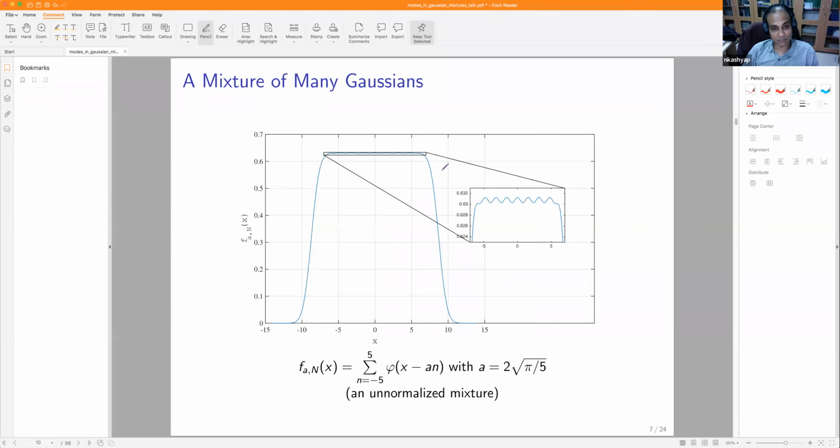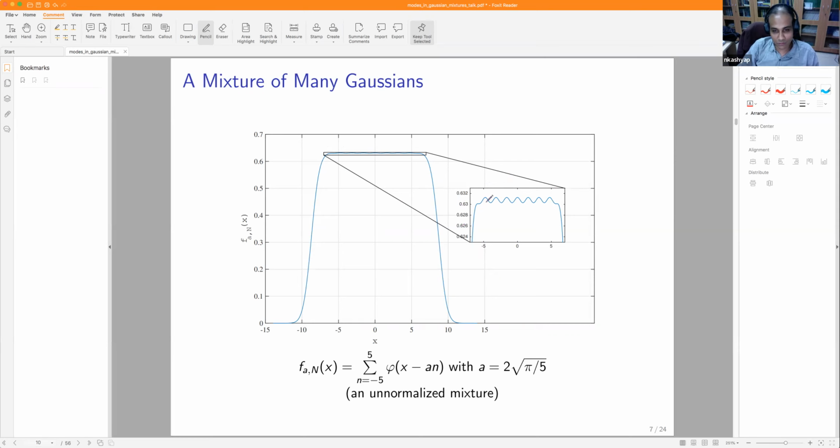So what happens if you take many different Gaussians? Here's an example where I take a mixture of many Gaussians. You have to look closely here: there's an inset that shows the top part of this plot blown up. You see these little bumps. This is an incredibly flat region on top, but these are small bumps, very, very tiny bumps.